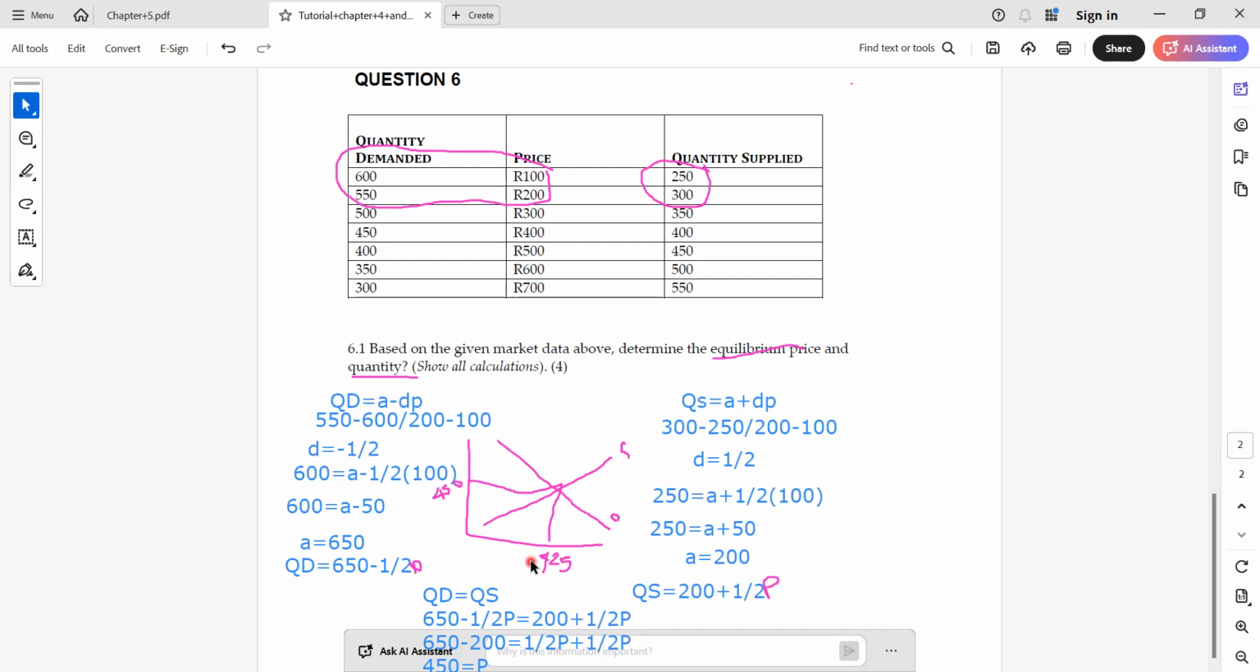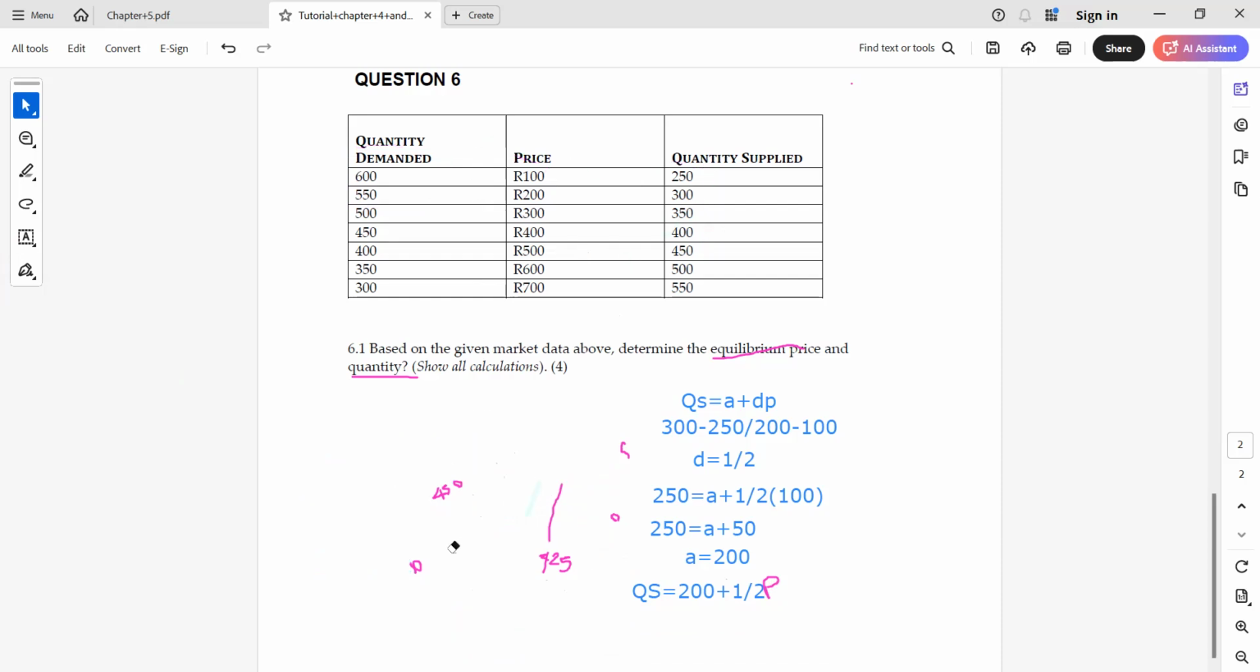So now to get the quantity, we took this 450 and substituted it in this equation, and we got 425. We also took this price 450 and substituted it in this equation here in the place of P, and we also got 425. So we concluded that our answer was correct, because now the quantity demanded is the same as the quantity supplied. That was all for this question.